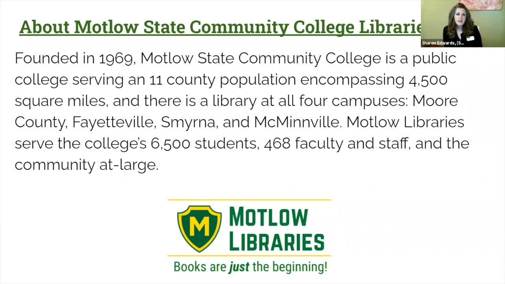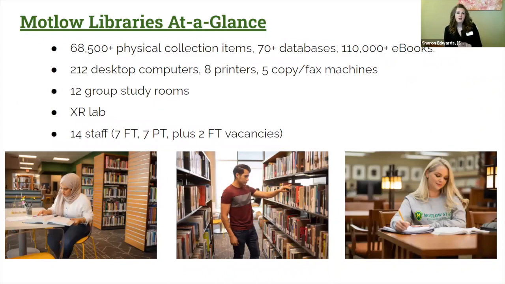And so at our libraries, this is our collection: about 68,000 physical items, over 70 databases, lots of ebooks, lots of computers, the same stuff that you all have at your place. I just wanted to put this out there so that you could get an idea of what we look like, the products that we have in-house, the products we have digitally. And hopefully it's kind of the same things that you have at your place.